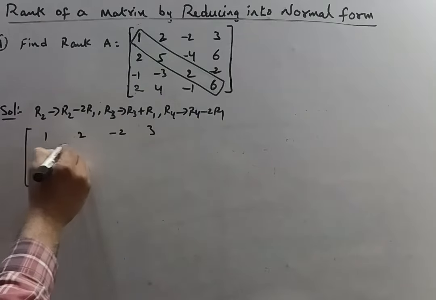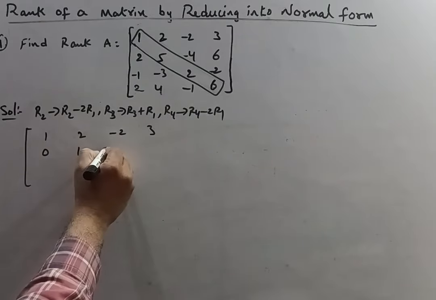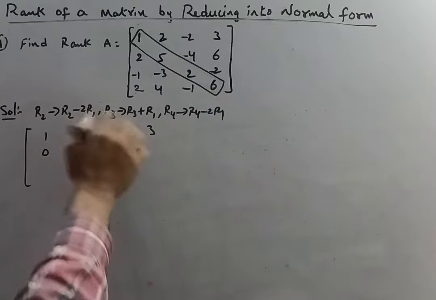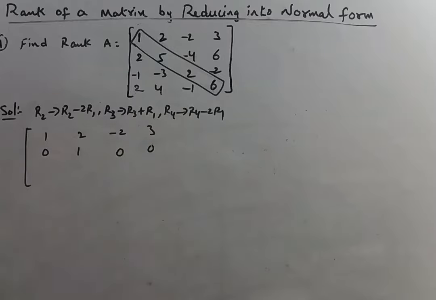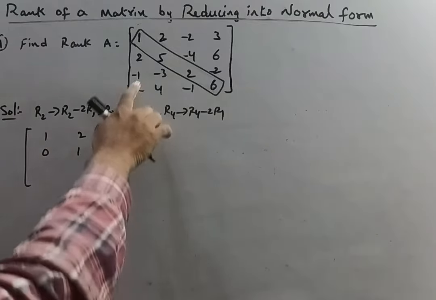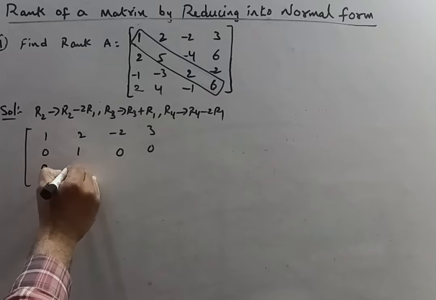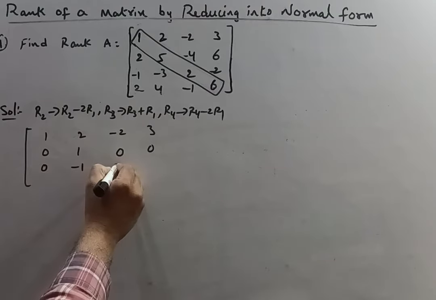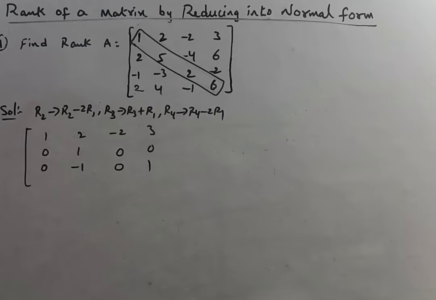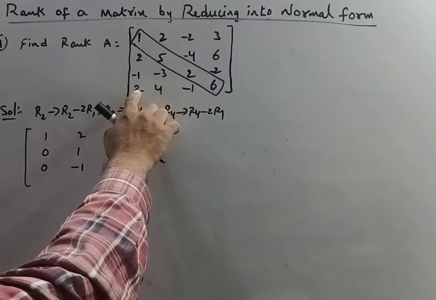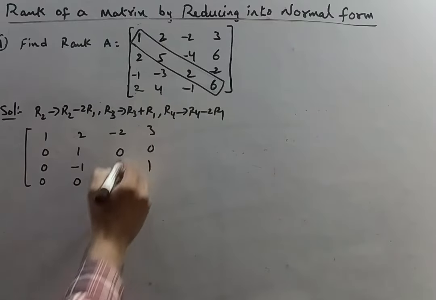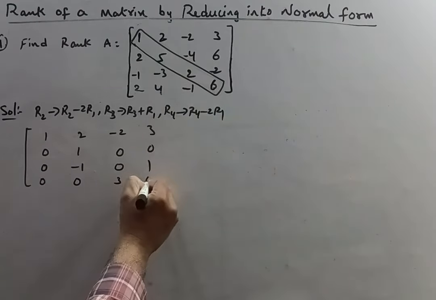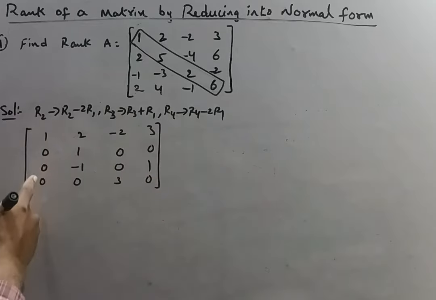Then 2 minus 2, 0. 5 minus 4, 1. Minus 4 plus 4, 0. 6 minus 6, 0. Then R3 plus R1: minus 1 plus 1, 0. Minus 3 plus 2, minus 1. 2 minus 2, 0. Minus 2 plus 3, 1. Next, R4 minus 2R1: 2 minus 2, 0. 4 minus 4, 0. Minus 1 plus 4, 3. Then 6 minus 6, 0. So we made these 3 places 0.